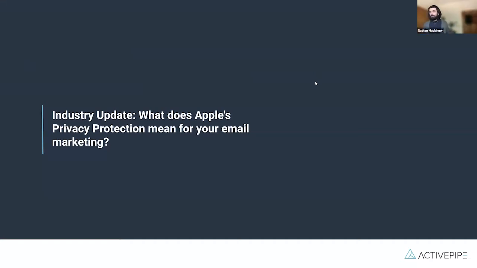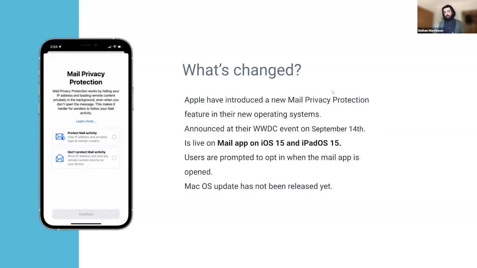Cool, thanks, Ash. Okay, so I'm going to start with just really walking through the actual change itself, and just explain what's changed and how it actually works. So, as Ash mentioned, Apple recently have released a new feature called Mail Privacy Protection. This was announced just recently in their WWDC event last month. And what they're doing is they're gradually rolling it out across their different devices. So as of today, this feature is available in iOS 15 on mobile and iPad.